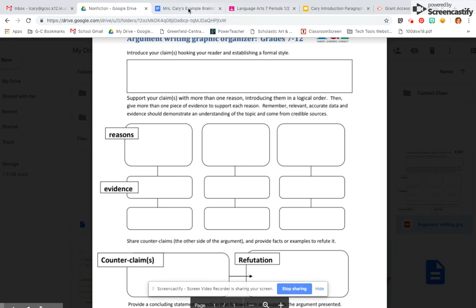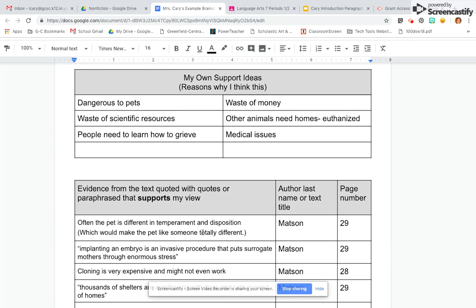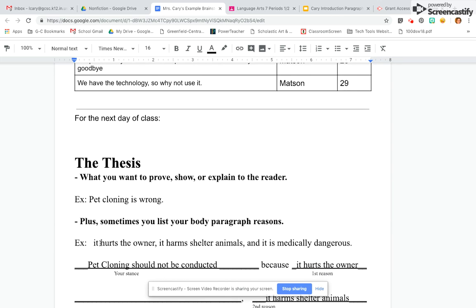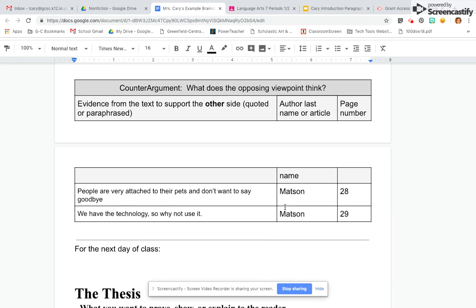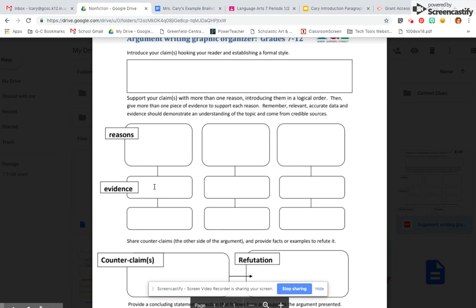So when I did this with mine, I looked at all these reasons and I realized the 3 big ideas that I'm seeing are that cloning hurts the owner. There are ways that the owner was affected. It hurts shelter animals, and it's dangerous medically. I found a few things on each of these, so I thought those would be good for my 3 body paragraphs. So you need to look through your reasons you came up with and your evidence, and you need to come up with 3 big ideas that support what you're trying to prove.